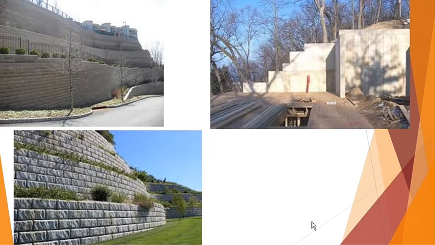There are some other photographs of retaining walls. As you must have noticed, there are different types of materials which can be used for retaining walls, like stone masonry, plain concrete or reinforced cement concrete also. Sometimes cement concrete blocks can also be used as retaining walls. Depending on the site conditions, we choose the type of material which we will be using for making the retaining walls.